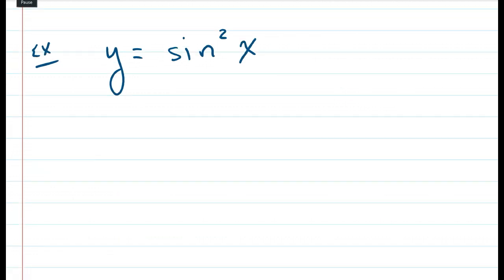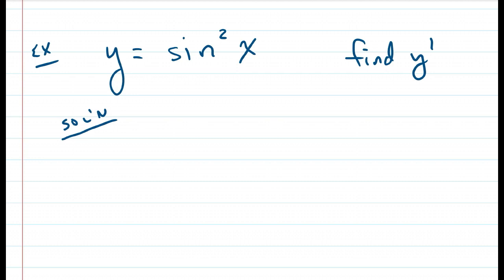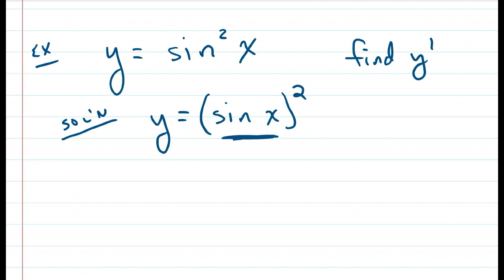All right, and our next example says that y is equal to sine squared x, and we're told to find y prime, so find the derivative. So we can rewrite this, right? If you recall from your pre-calculus or trig, sine squared x really just means sine x to the second power. Now looking at this, I see a function within a function. The outer function is that quantity squared. The inner function is the sine x, so we apply the chain rule.